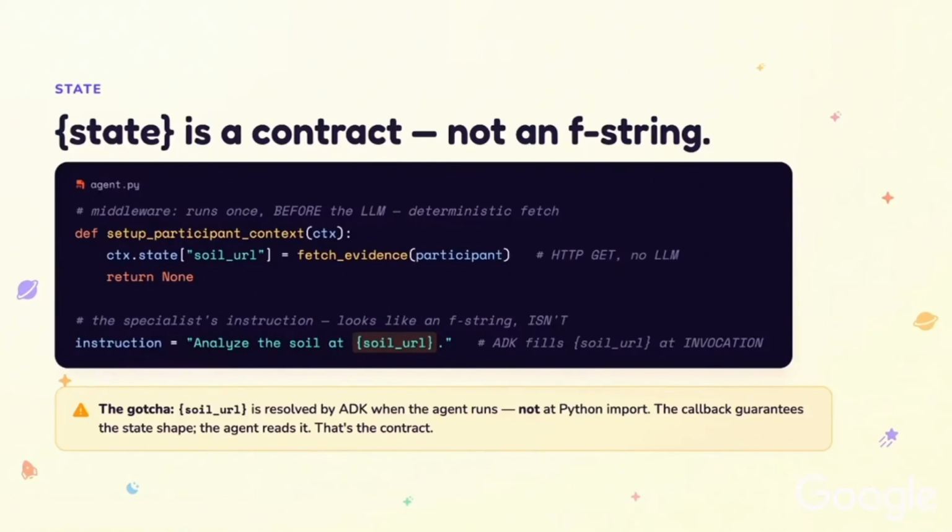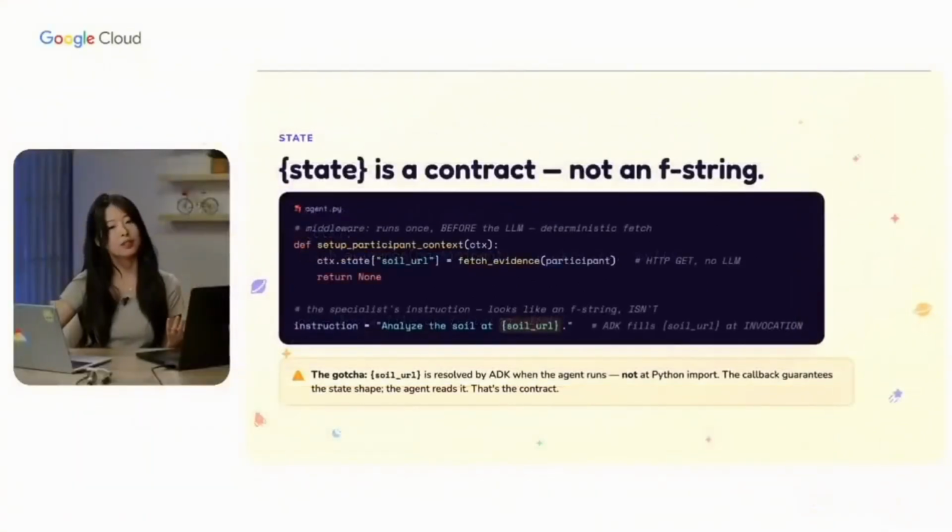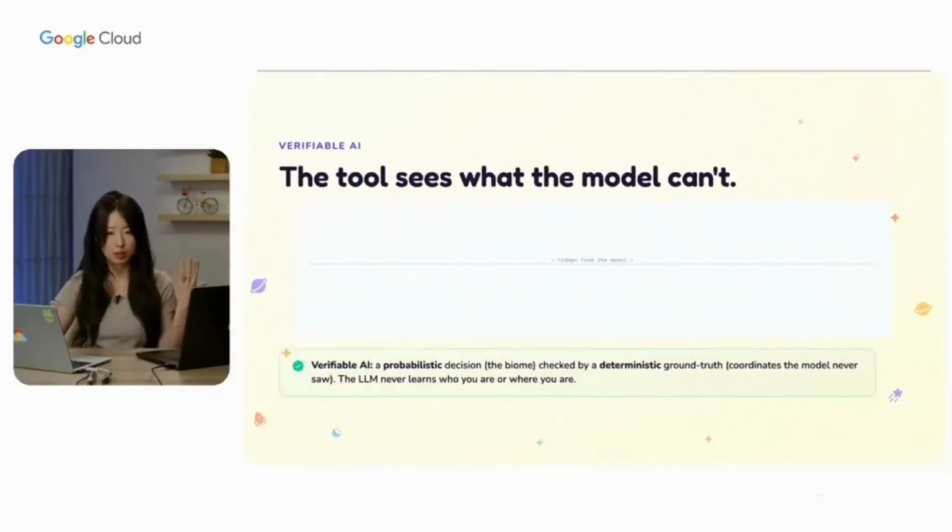For example, when we have this callback with a setup participant, it will first write these facts on the whiteboard and say, here is the soil link, here is the plant link, here is everything. Then the parent agent will pass it to the parallel sub-agents, and the specialists will read this state. They get the whiteboard and read the information to understand what's going on. So the order is: the callback writes the state first, and then the agent reads the state at runtime. That's how the whole system works.